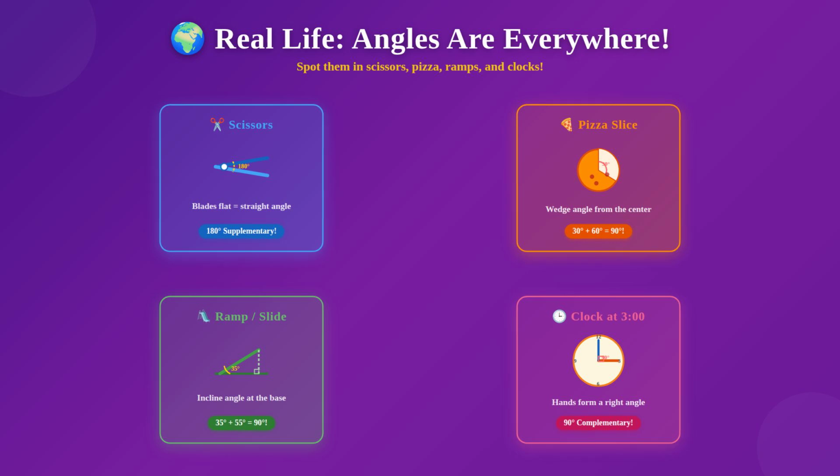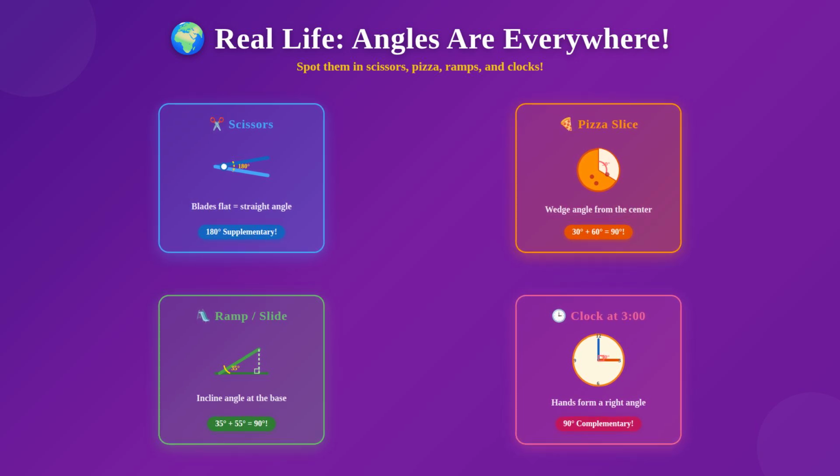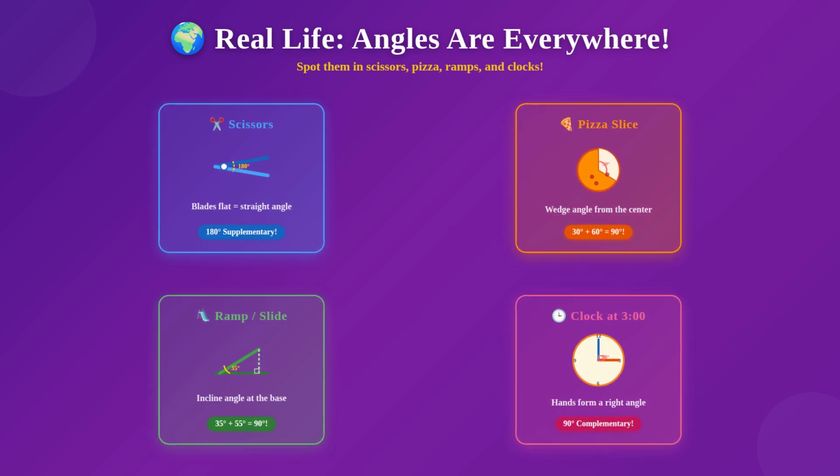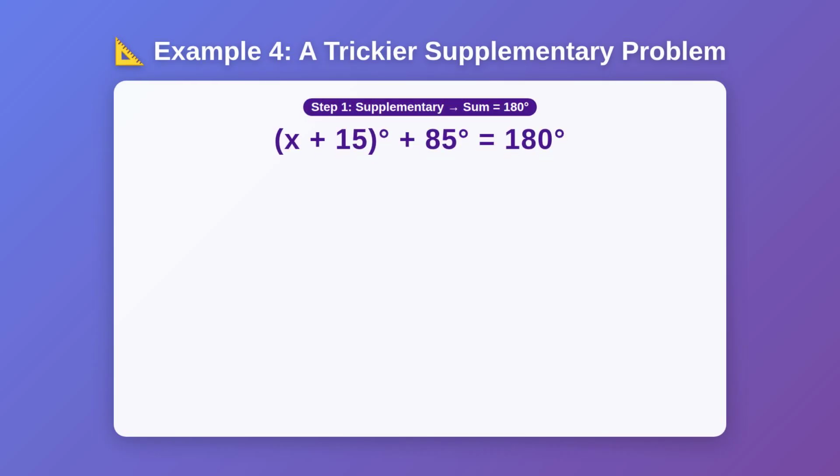Even clock hands form angles. At 3 o'clock, the hands form a perfect 90-degree right angle. Complementary angles, anyone? Math is literally hiding around every corner. Pun absolutely intended. Ready for the next level?